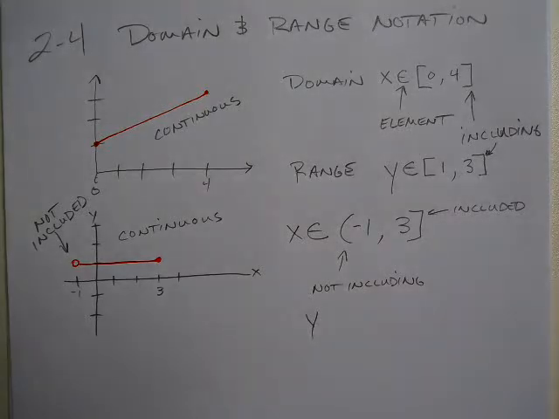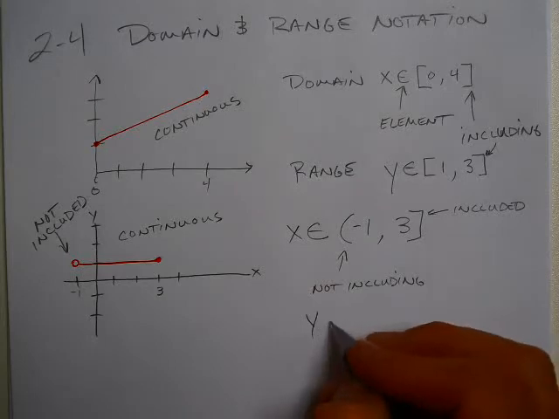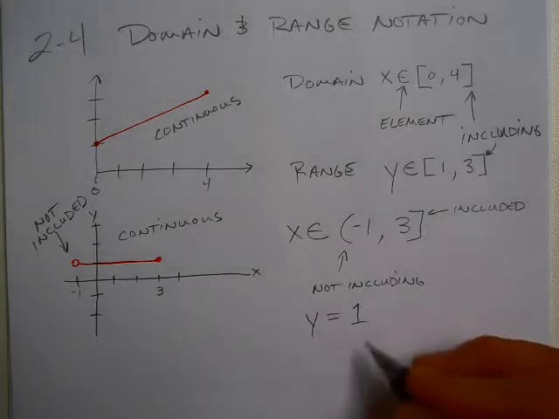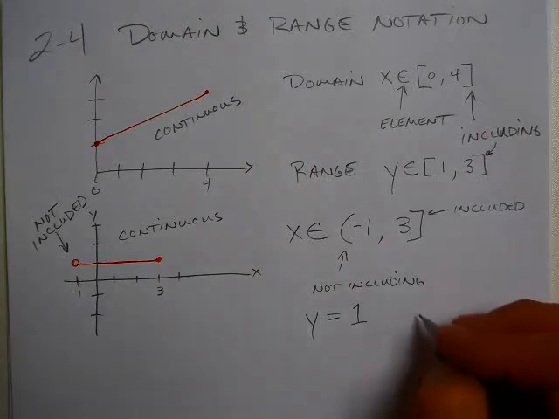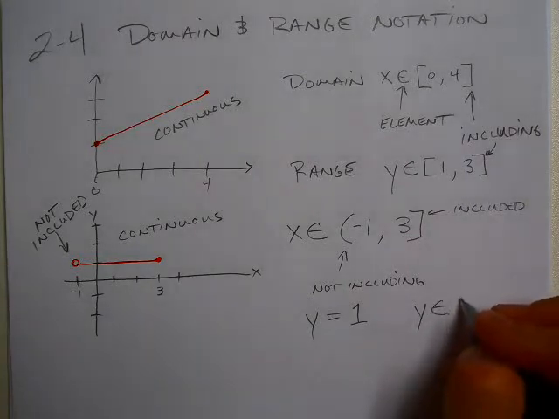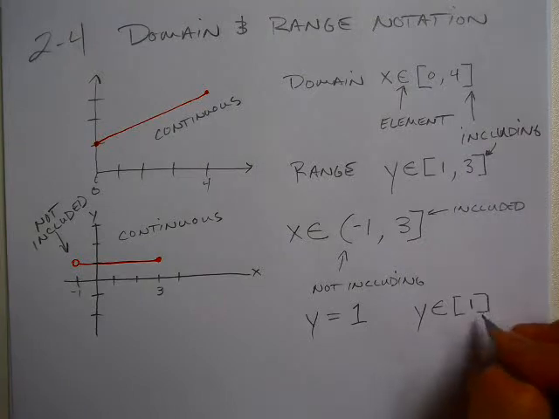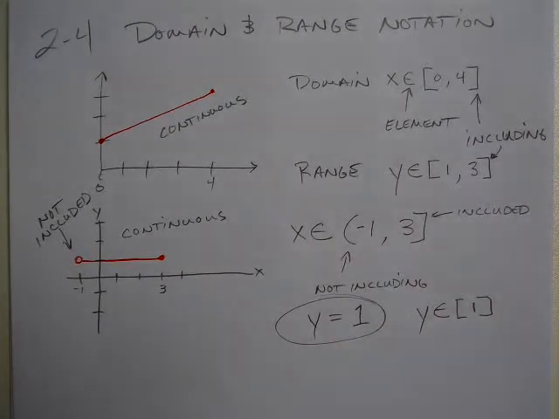How would I do y in this case? How many values of the range are there? 1, right. There's only one. It's a horizontal line. All the y values on this line are 1. So since I only have one value, I would just say y equals 1. Okay. I wouldn't say that y is an element of the set of 1, although I think you could. You probably could do something like this. But I think this actually makes more sense. y equals 1.